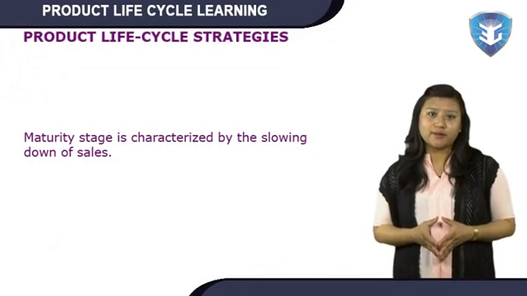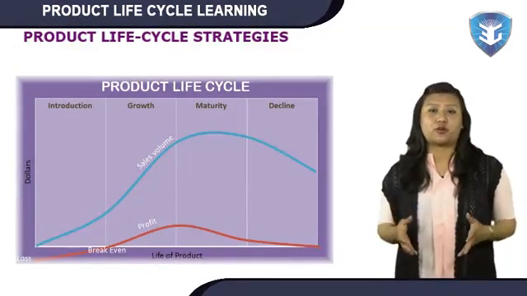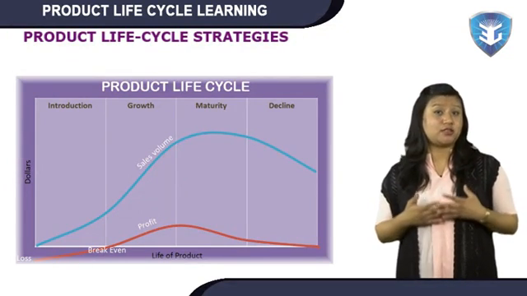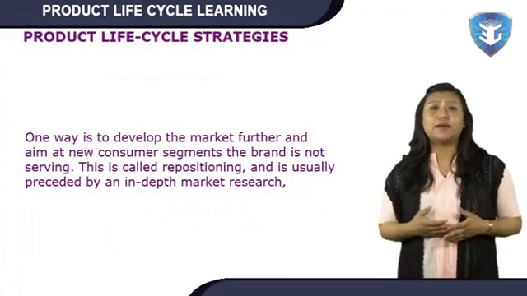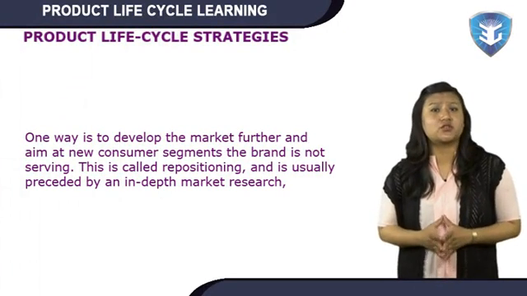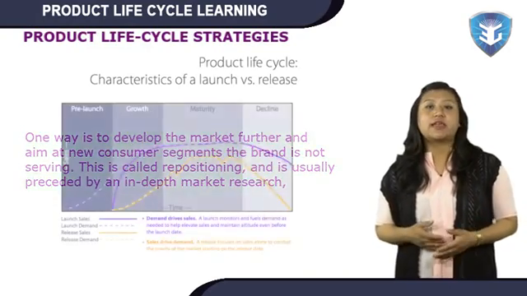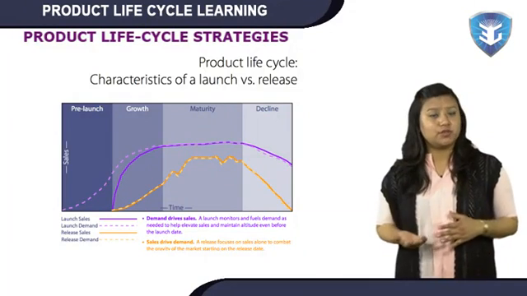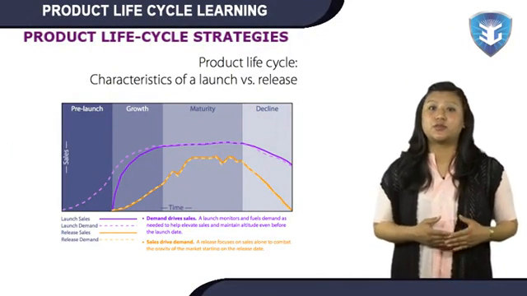Maturity stage is characterized by the slowing down of sales. This is a time when a revision of the product, advertising, and sales strategies are required and innovation is needed the most. One way is to develop the market further and aim at new consumer segments the brand is not serving. This is called repositioning and is usually preceded by an in-depth market research aimed at establishing the brand's position with respect to the market, consumers, and the competition. No repositioning can be successful without a preceding research phase.